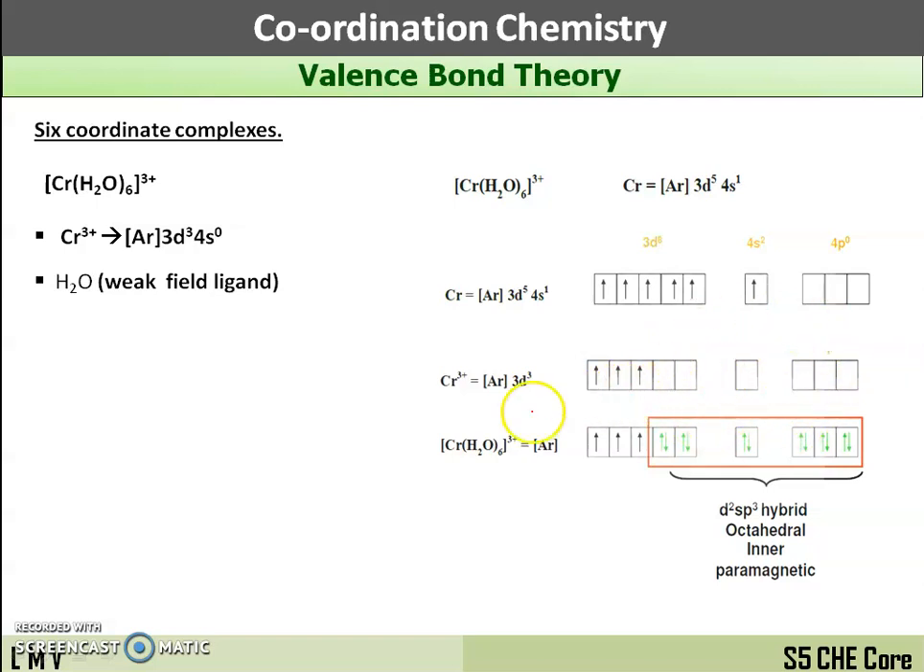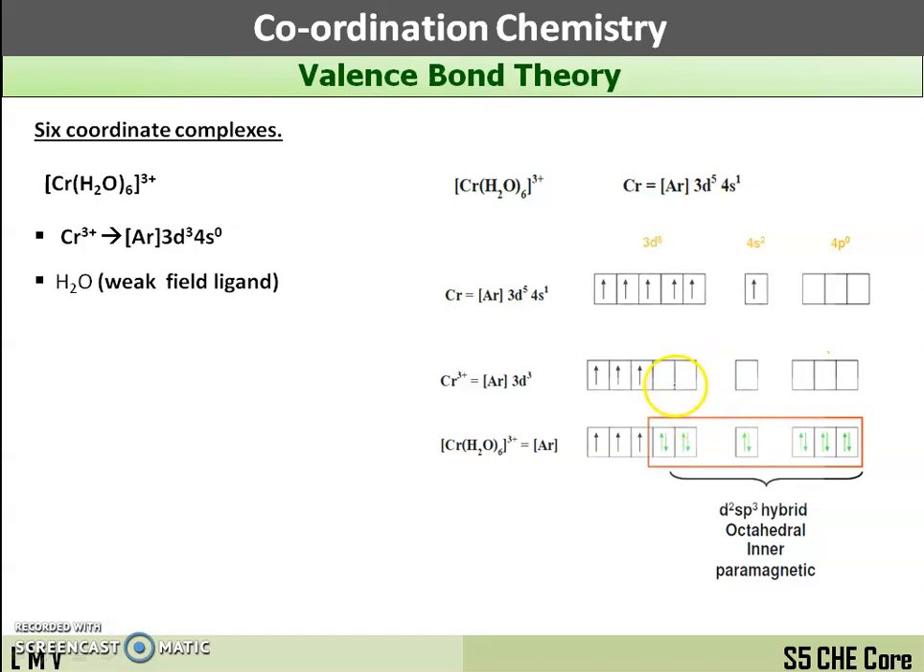So what is the next step? The chromium 3+ goes to the excited level to undergo hybridization to form 2d, 1s and 3p orbitals, that is d2sp3 hybrid orbitals. How many d2sp3 hybrid orbitals will be formed? 1, 2, 3, 4, 5 and 6. That is 6 d2sp3 hybrid orbitals of equivalent shape and energy.